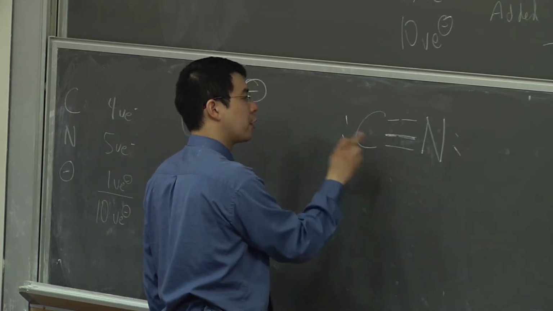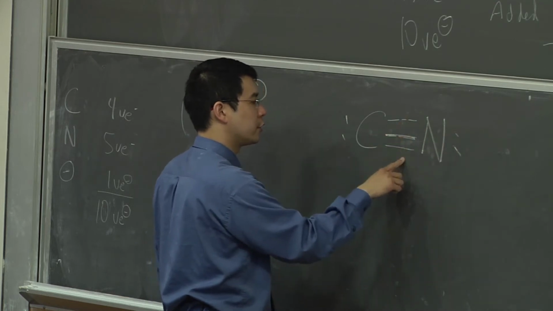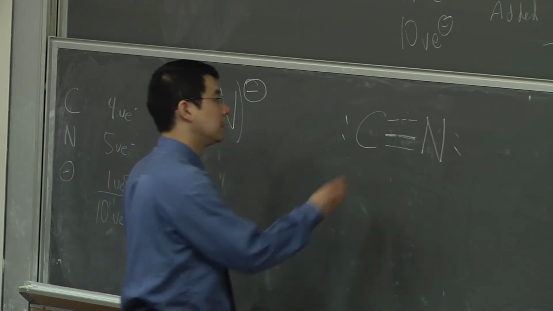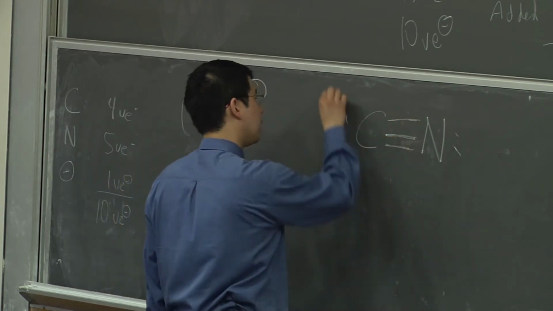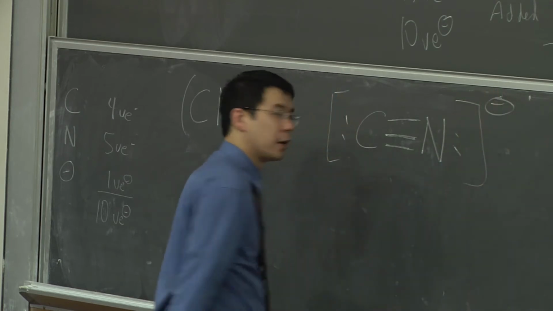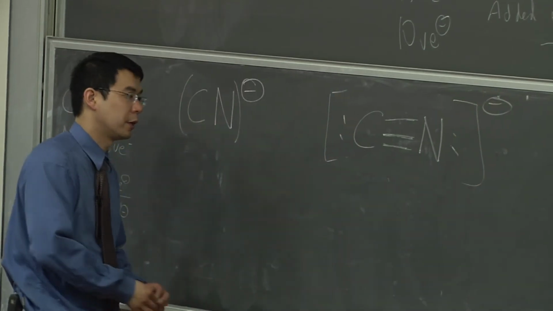2, 4, 6, 8 for carbon, that's good. 2, 4, 6, 8 for nitrogen, that's good. 2, 4, 6, 8, 10 for the whole thing. That's also good. And what I'm going to do is put the minus sign in brackets, and put the minus sign on the whole thing.